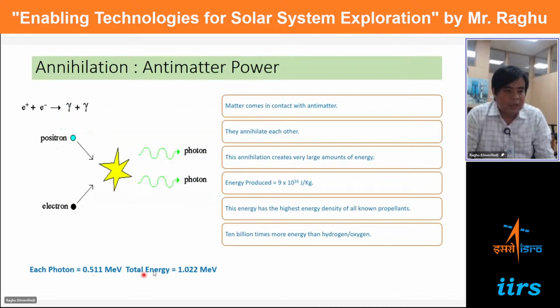Total energy, if you multiply here, will be about 1.02 million electron volts. If you see, this will be the gamma ray. The energy content of this process is 9 × 10^16 joules per kg, which is the highest energy density of all the non-propellants. Because of this, it is almost a billion times more than hydrogen and oxygen systems, and it has huge potential to be used as a propellant system for our planetary exploration as well as interstellar travel.